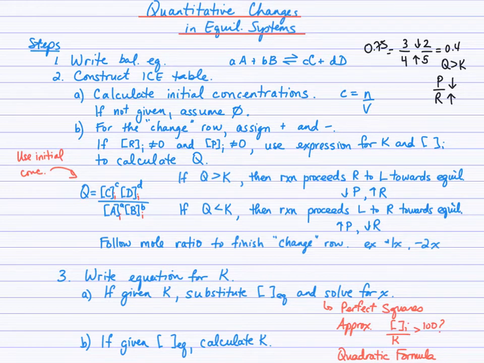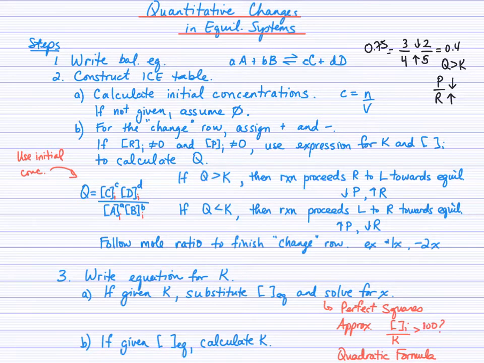Okay, as far as the steps in the overall problem, you'll follow the mole ratio to finish that change row. So if you've already decided on the positive or negative, if the coefficient's 1, you might say plus 1x. If it's 2, it might be minus 2x. I say might because it depends on the sign, but definitely the number here, 2, follows the mole ratio. If that's the coefficient, we put a 2. If the coefficient's a 1, we put a 1.